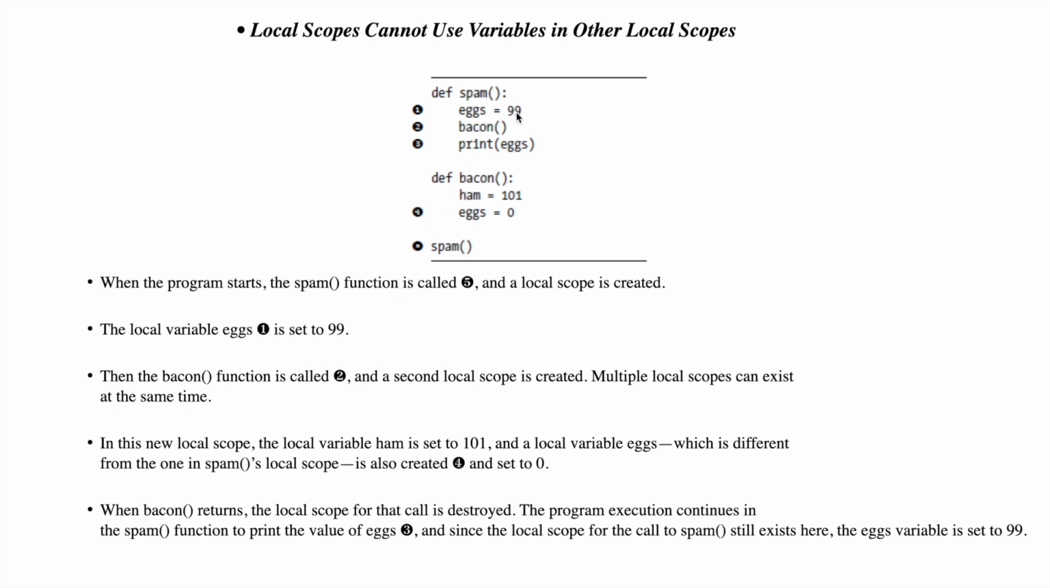See, this variable x is set to 99 whenever you call the function spam. Next, the bacon function is called. After that you are calling the bacon function, and the second local scope is created.